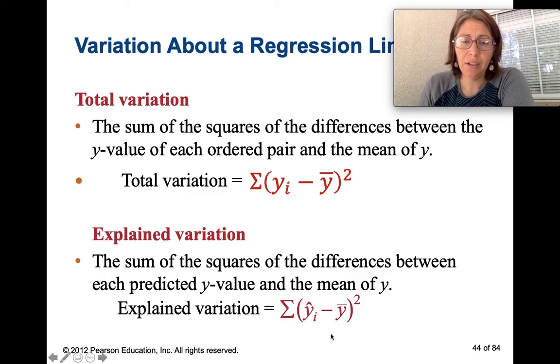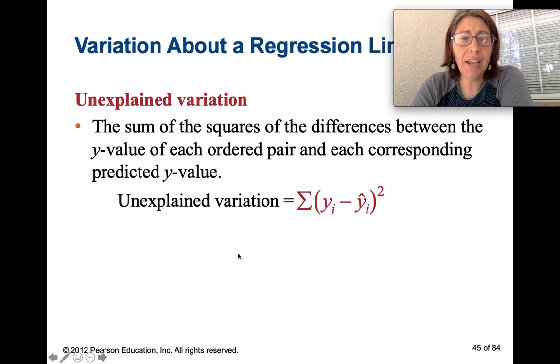So again, the predicted value minus the mean of the y's. We're going to square each one of those and then add those up. Okay, so that's how you find explained variation. Unexplained variation is the unexplained deviations squared and then added up. It's the sum of the squares of the differences between the y values of each ordered pair and the corresponding predicted y value. So we just take those deviations and we're going to square each one of them and then add them all up. That's what we have going on there.